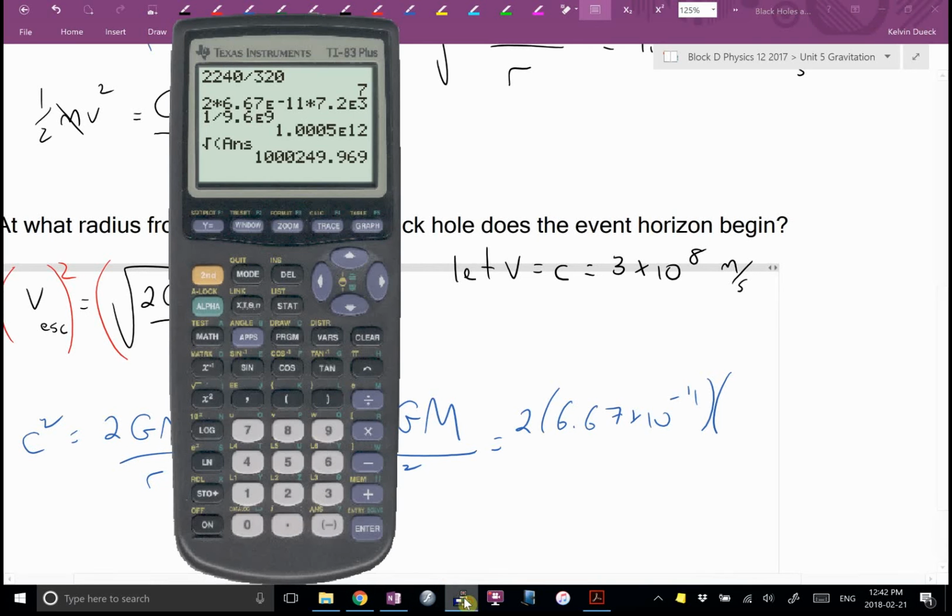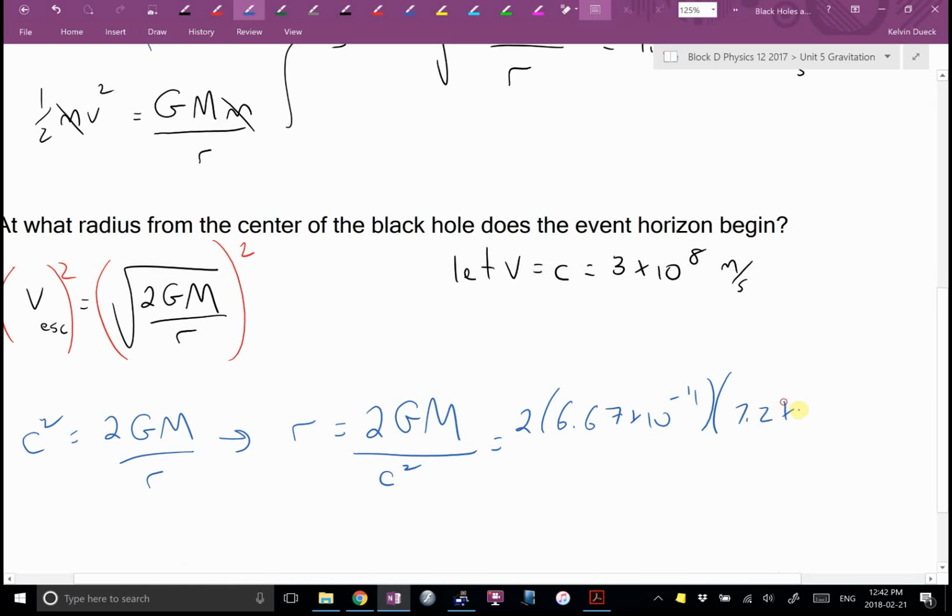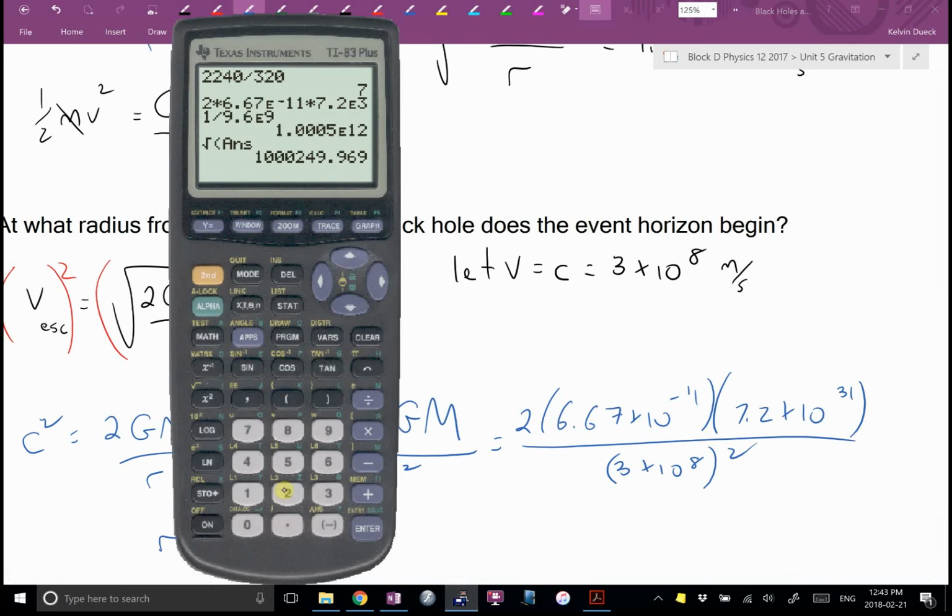What was the mass? I think I have it on my calculator. 7.2 times 10 to 31. And it's going to be 3 times 10 to the 8th squared. I have a calculator that lets me go back more than one line, and I noticed 2 lines ago I have at least part of this typed. I have the 2, the 6.7 times 10 to the negative 11, and the 7 point. So I can just go 3 times 10 to the 8th squared and delete the rest.